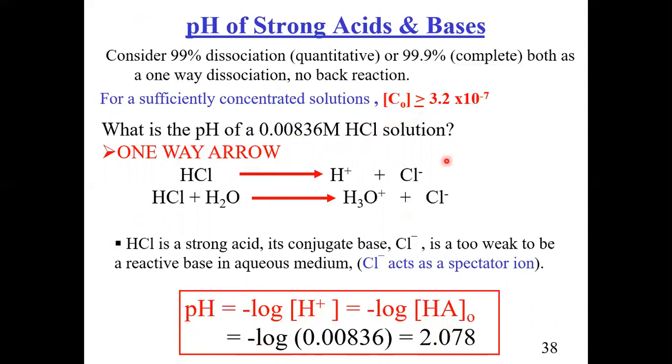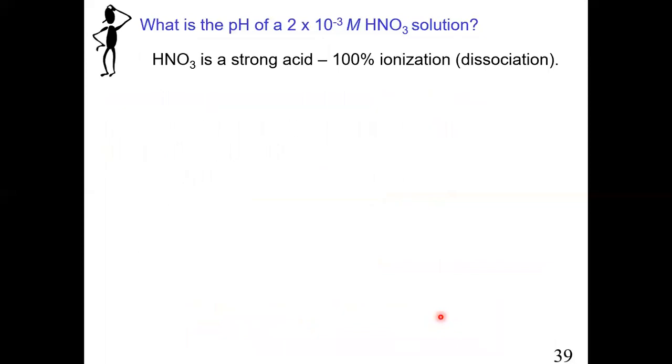But for now, do believe in me and say that I could use this equation as long as my concentration of acid is greater than 3.2 times 10 to the minus 7. And this is called a sufficiently concentrated solution. So that's my cutoff. As long as the concentration of strong acid is greater than 3.2 times 10 to the minus 7, I could simply say pH is minus log the initial concentration of that acid. And this is only for strong acids, okay? Everything I'm going to talk about here is either a strong acid or a strong base.